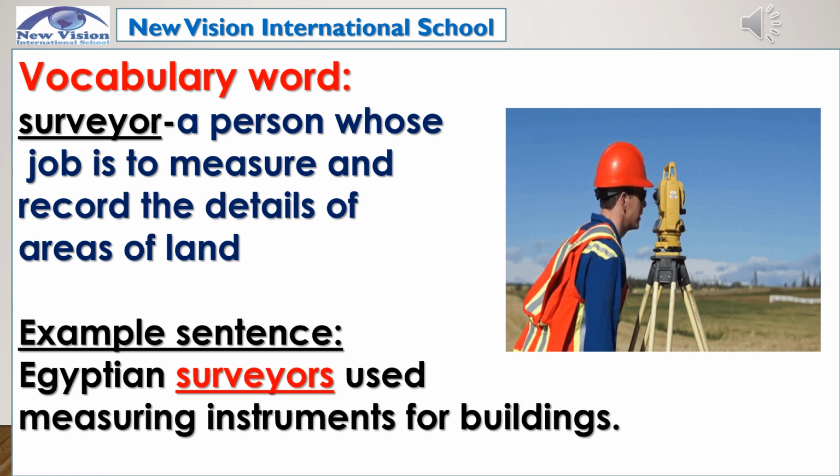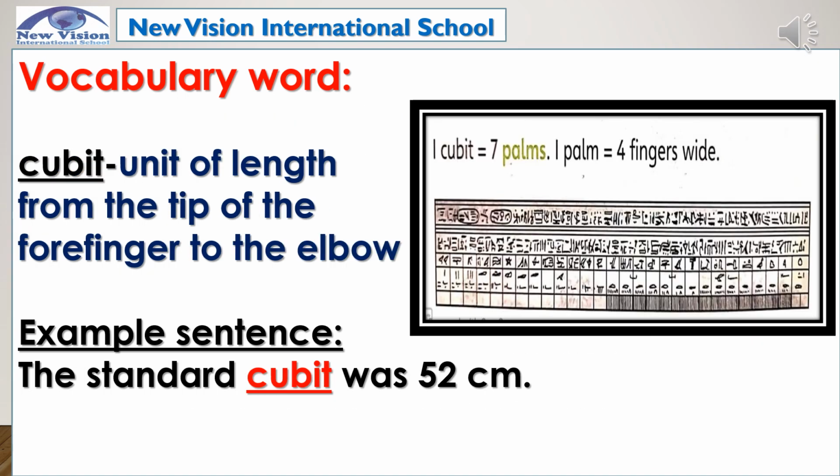Surveyor. It's a person whose job is to measure and record the details of areas of land. Example sentence: Egyptian surveyors used measuring instruments for buildings. Cubit. It's a unit of length from the tip of the forefinger to the elbow. Example sentence: The standard cubit was 52 centimeters.